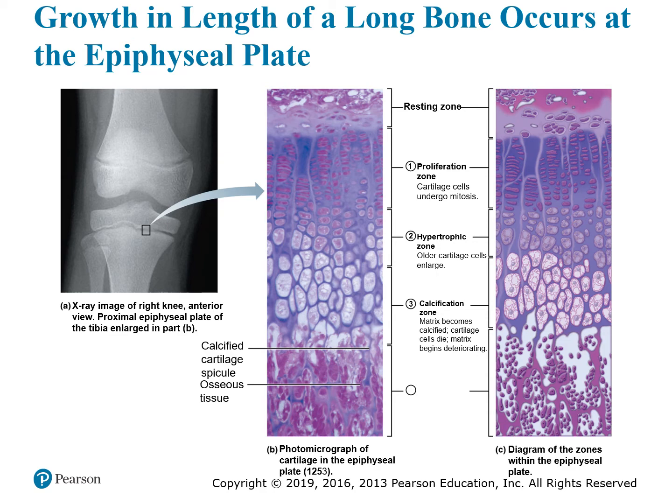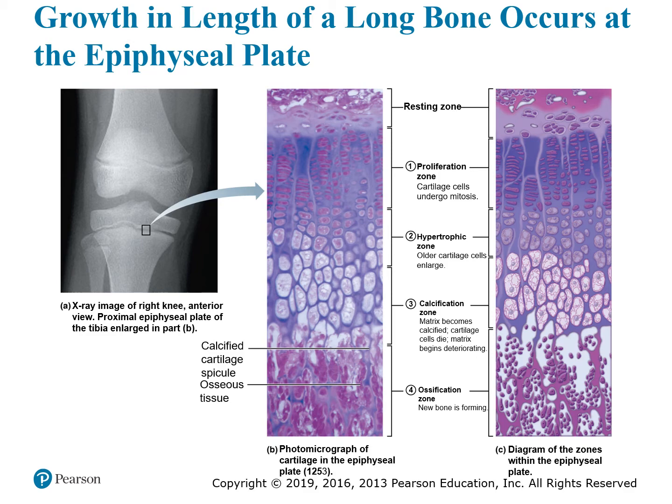In these spaces, the matrix is becoming calcified and the matrix is deteriorating, and this is the reason why generally the lacunae are larger than they are in the hypertrophic zone. The last zone is the ossification zone, and in this zone, new bone is forming. So these are the different zones of the epiphyseal plate.